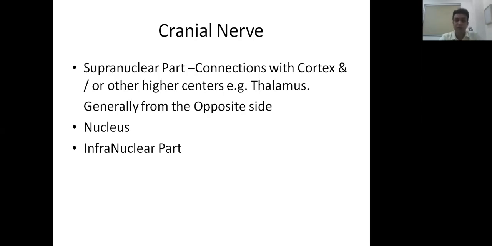The supranuclear part connects the nucleus with either the cerebral cortex or a thalamus or any other higher center, mostly of the opposite side. Or it may connect to all of them, like in the facial nerve, the cerebral cortex and the other side of the thalamus as well. And there is an infranuclear part. That means the part after the nucleus, when the nerve leaves the brainstem.